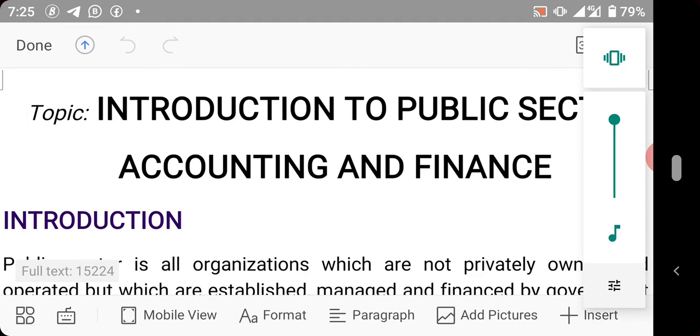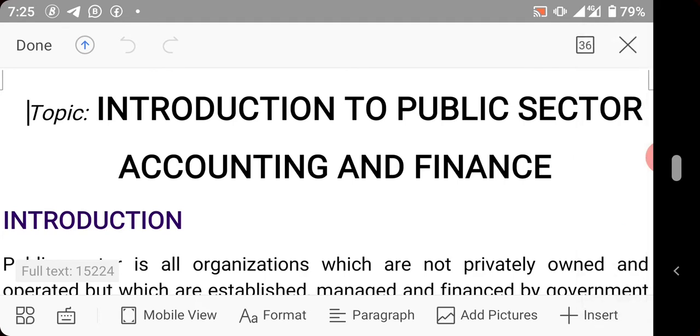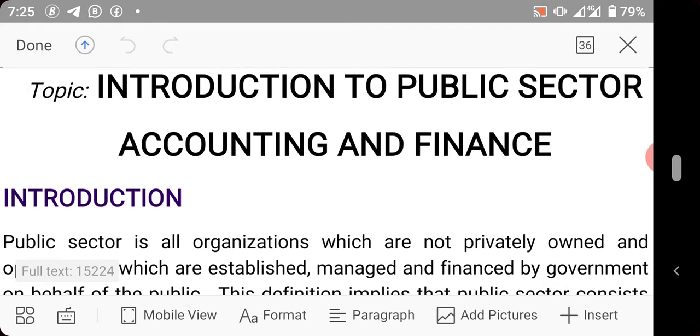Today we are going to introduce public sector accounting and finance. Public sector accounting is one of the branches of traditional accounting. It deals with the accounting of the public sector, for example, the accounting of the federal, state, and local government, the accounting of the ministries, departments, and agencies, which shall further be called MDAs. So you should take note of that.